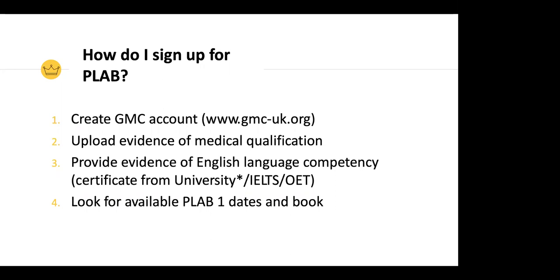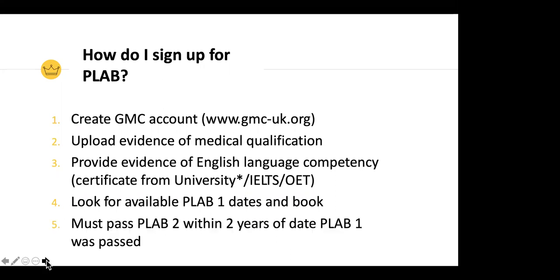And then next, on the site, you'll look for available PLAB 1 dates and then book your exam. Generally, there are multiple centers throughout the world. There are just a few problems with certain centers at the moment in view of coronavirus. And you must pass PLAB 2 within 2 years of the date on which you passed PLAB 1.